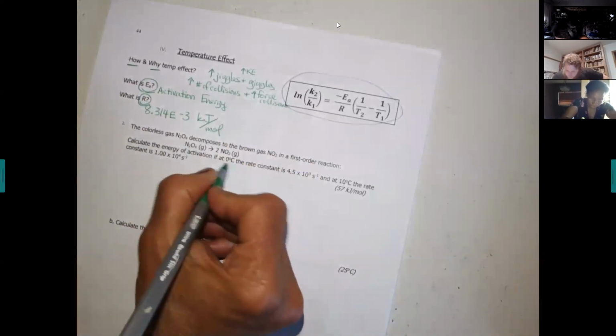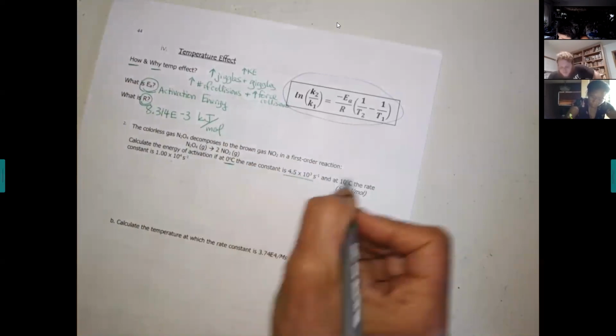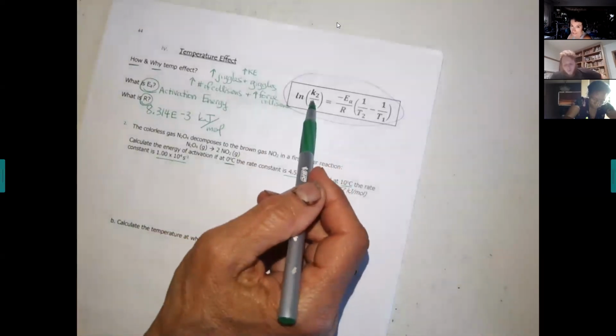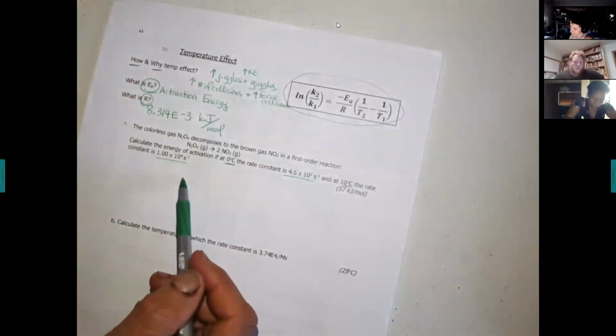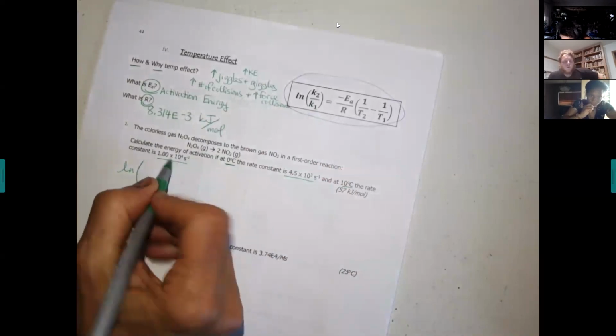All right, so at temperature 0 degrees, we get this number. At 10 degrees, we get that number. We're going to plug in. So on your homework, you're going to state this formula again, and then we just plug in. So I'm going to put this as my second set of data.